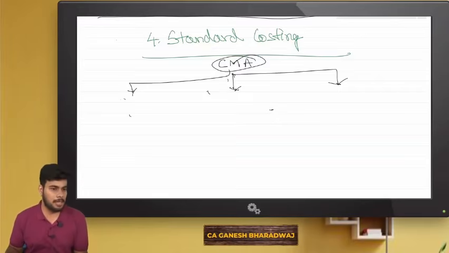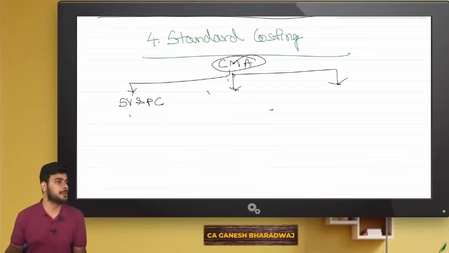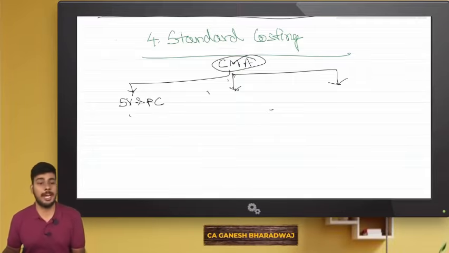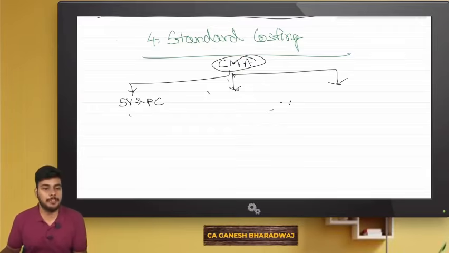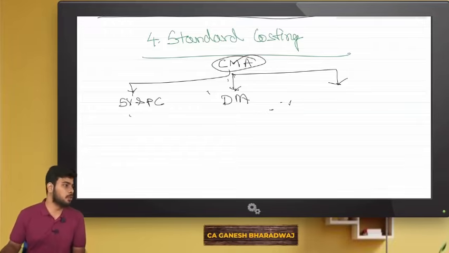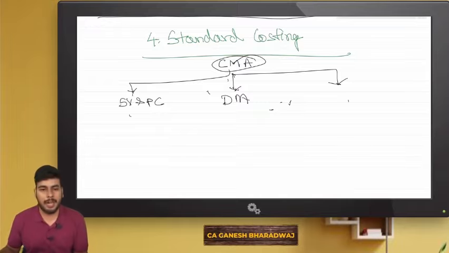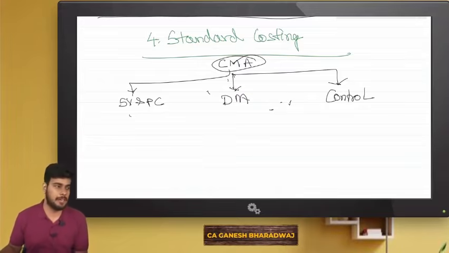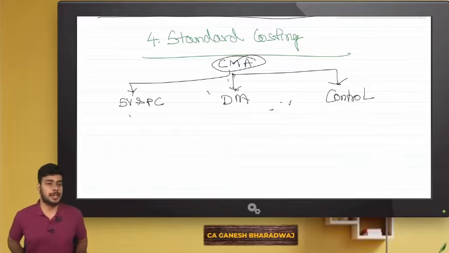Objective number one is stock valuation and profit computation. Objective number two is decision making. And objective number three is called control.